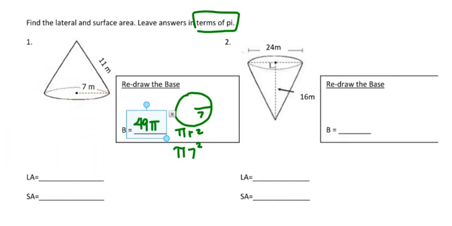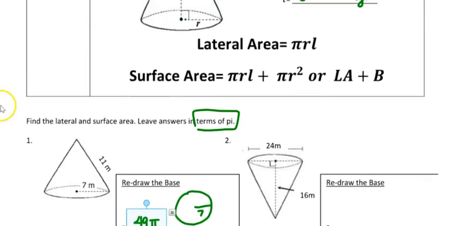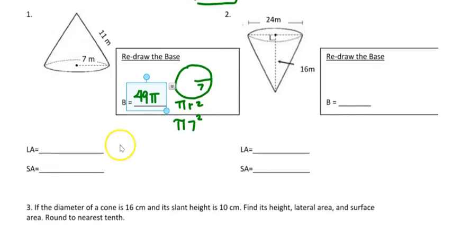The lateral surface area, it said right here, is this. Pi times radius times slant height. So pi times the radius times the slant height. So let's go pi. Radius was 7.